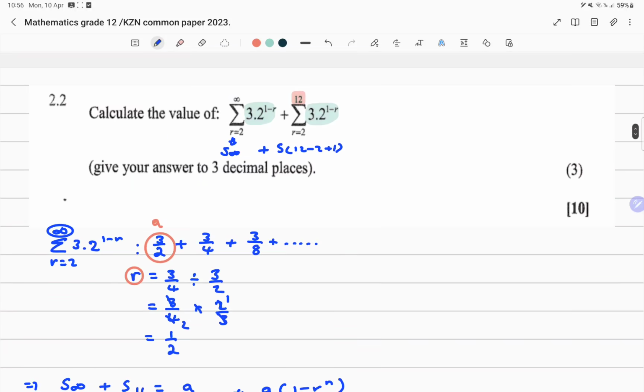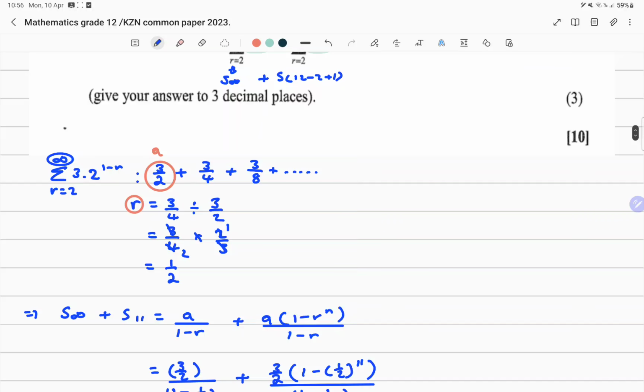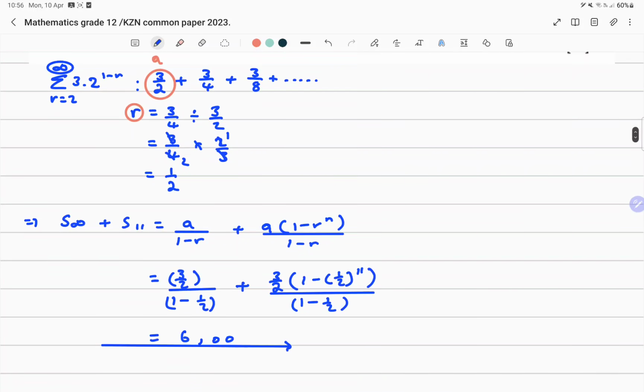So again here, there's nothing much you can do. You just make sure your calculations are correct. Make sure your A is correct, make sure your R is correct, and make sure you substitute into the correct formula correctly, and you evaluate properly to the last answer. Otherwise, it can go very wrong.